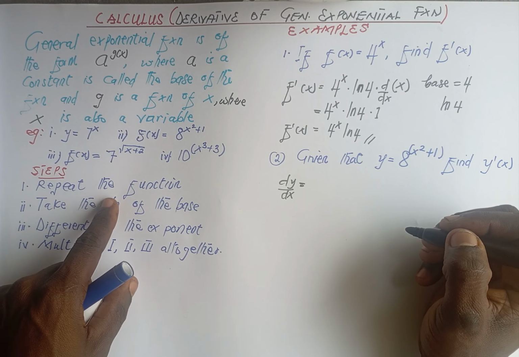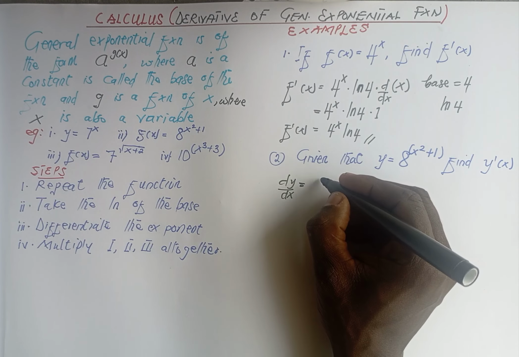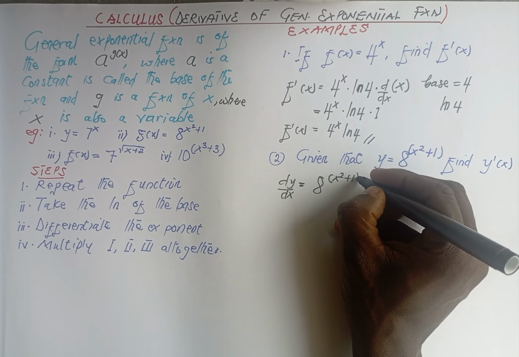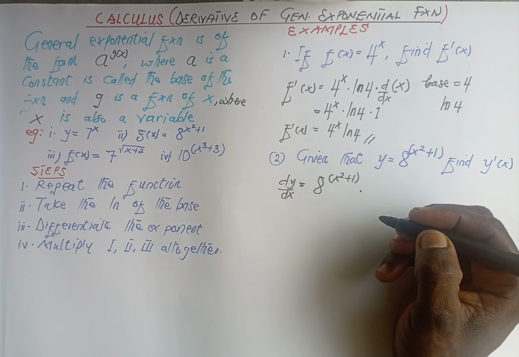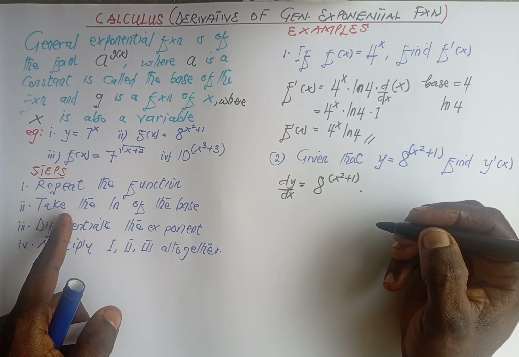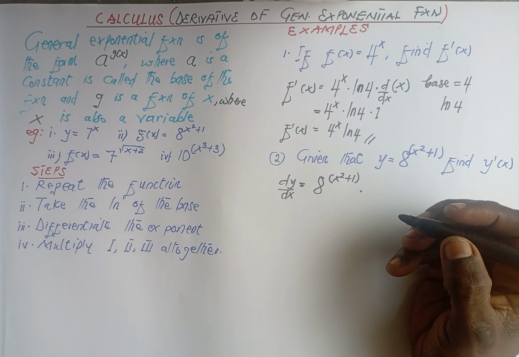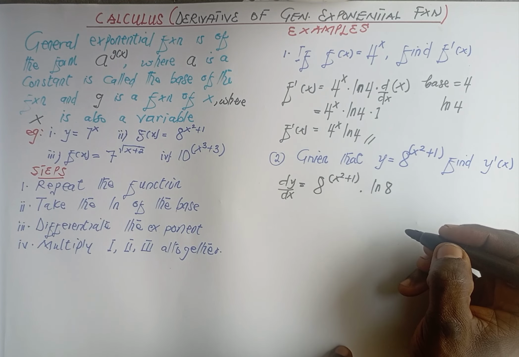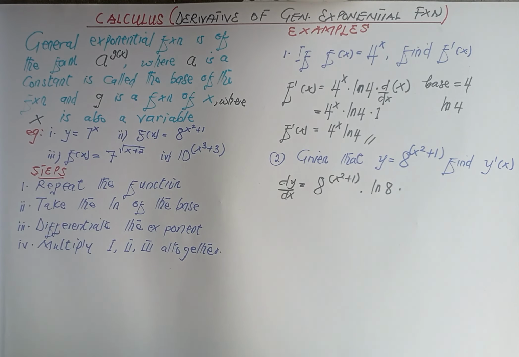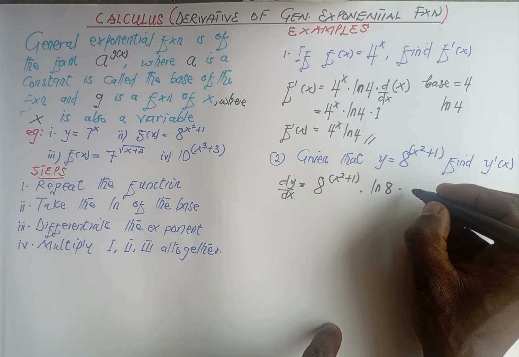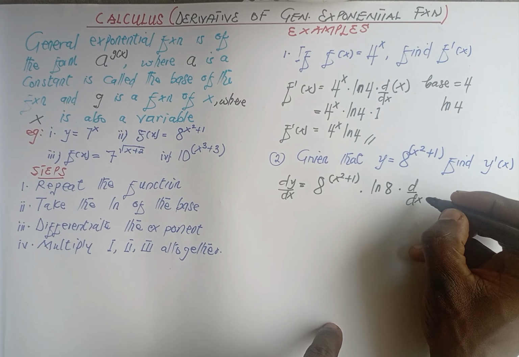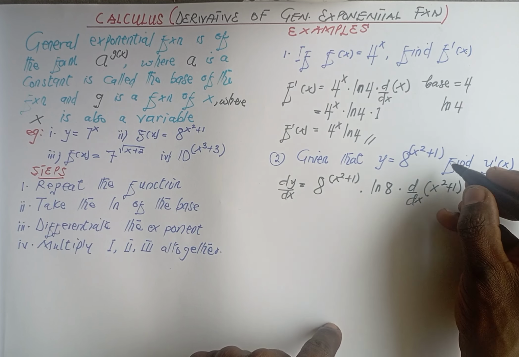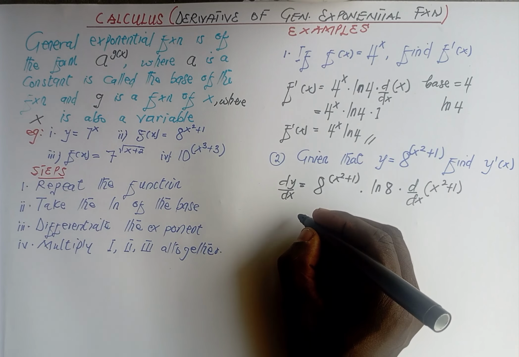We first repeat the function. The function is that, and then we multiply it by the natural log of the base. We know that the base is 8, so we take ln 8. Then we multiply by the derivative of the exponent, d/dx of x squared plus 1. This is the exponent. So let's continue.